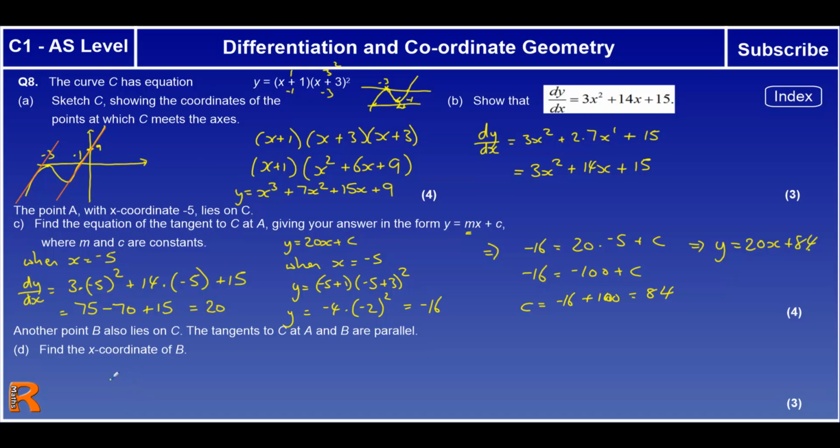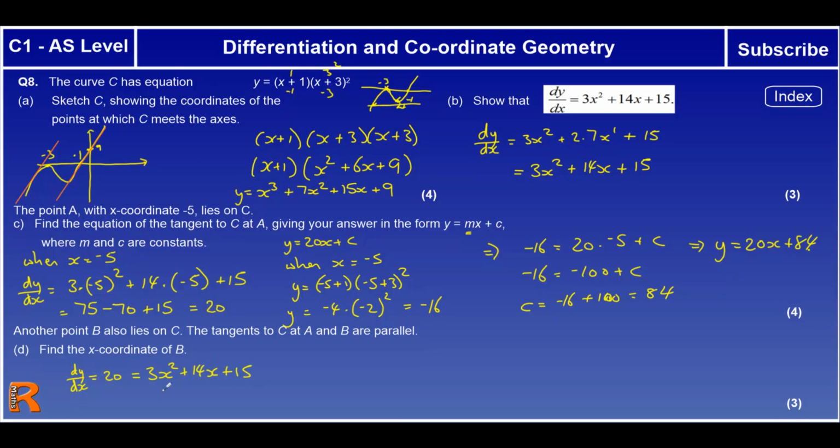So if they've got the same gradient, then the dy by dx is equal to 20, and we know that the function for that is 3x squared plus 14x plus 15. So we've got to make that equal to that. Now we know one of the answers is -5, we just need to work out the other one.